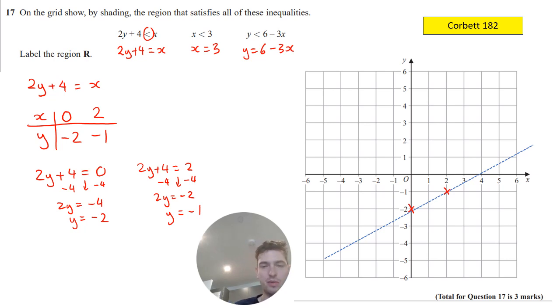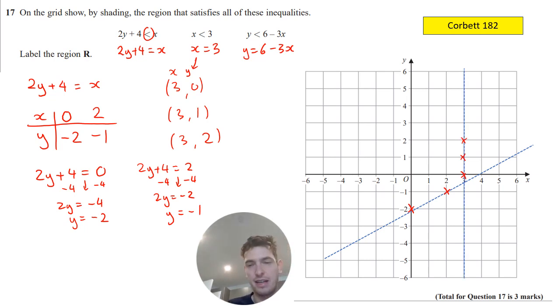Okay, second one, x is equal to 3. Again, remember to draw these ones. I just need to find a couple of coordinates where my x coordinate is 3. So I could have 3, 0. I could have 3, 1. I could have 3, 2. So let's plot those on, draw the dotted line, and I get that.